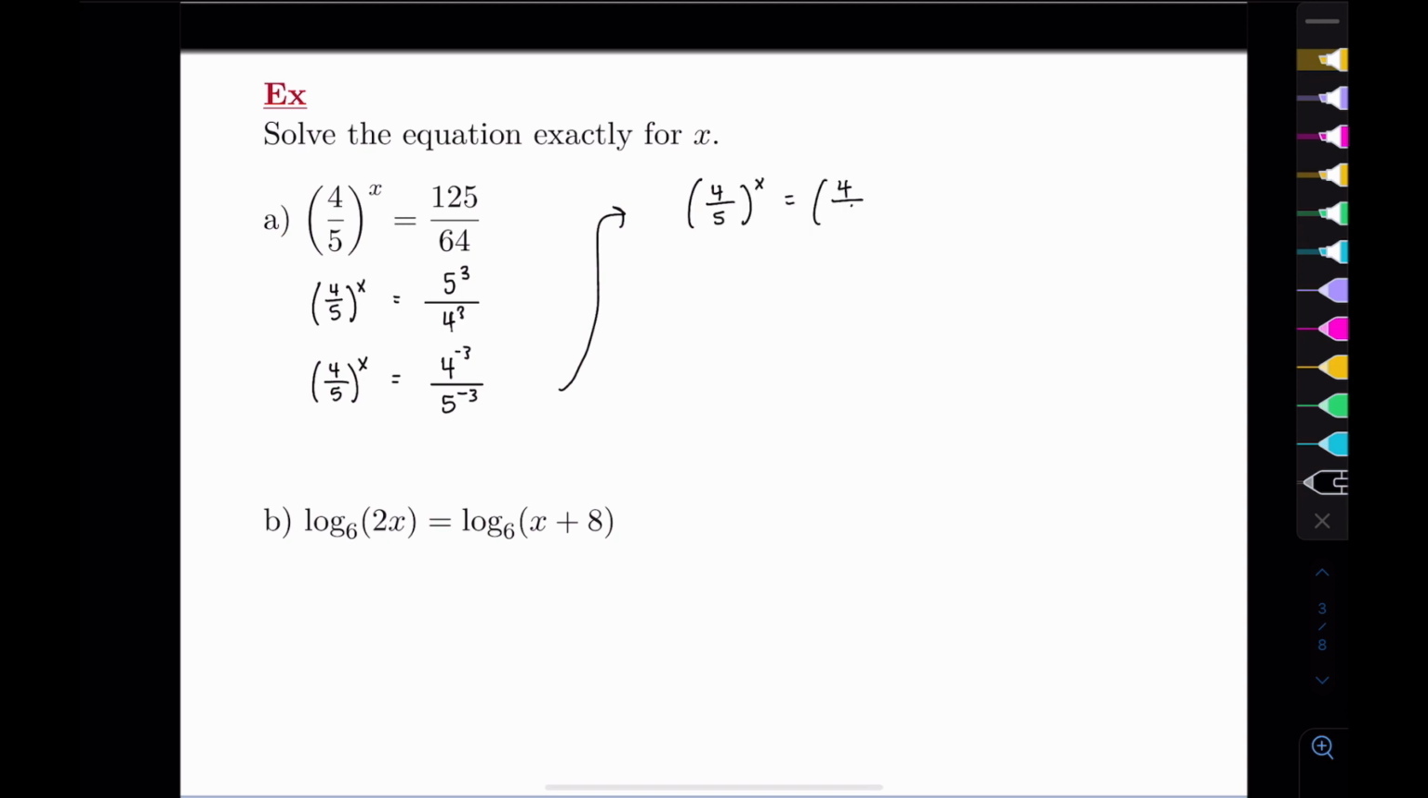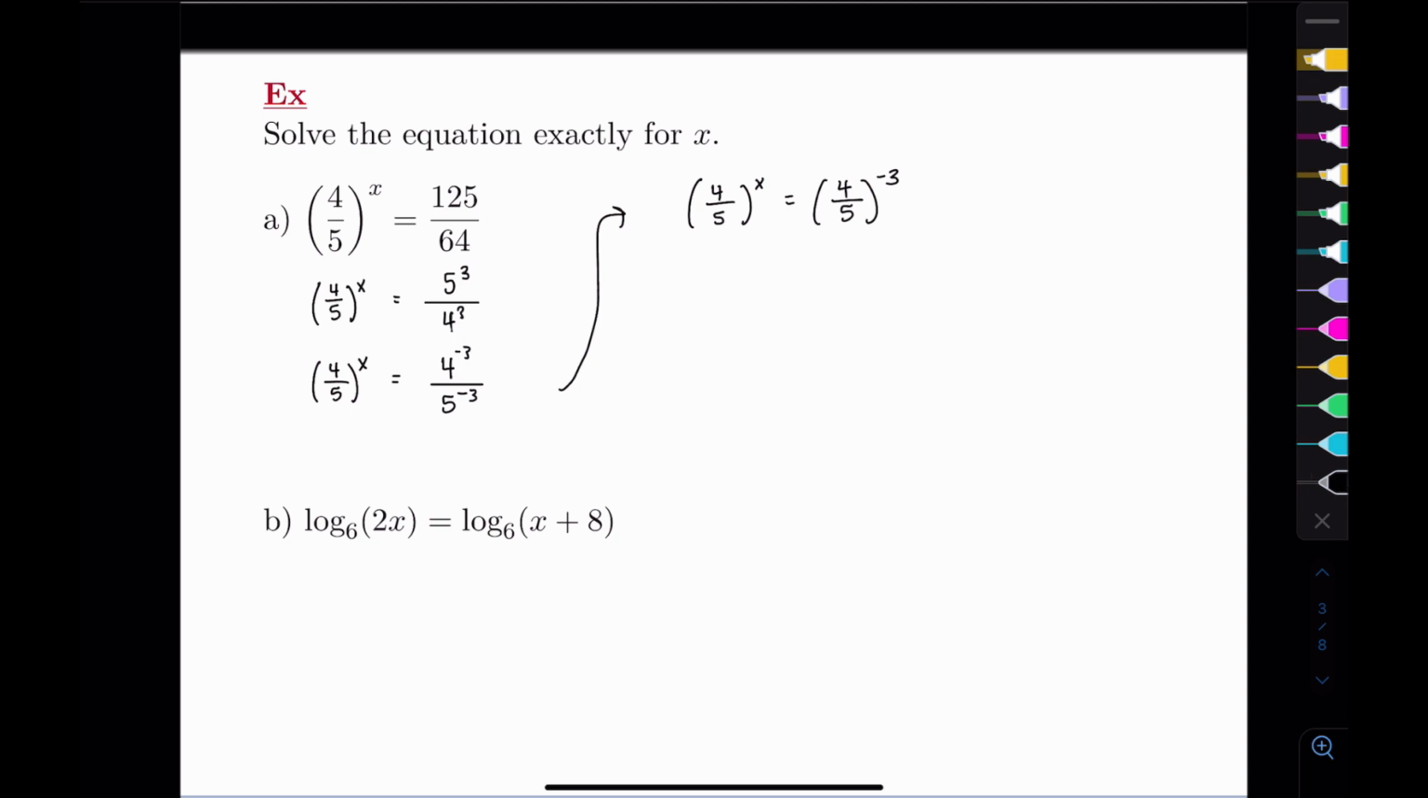The right-hand side I can write as 4/5 to the negative 3. So we're kind of using those properties in the reverse way. We're used to distributing it down. We're used to turning a negative to a positive. Now I did the opposite to get there.